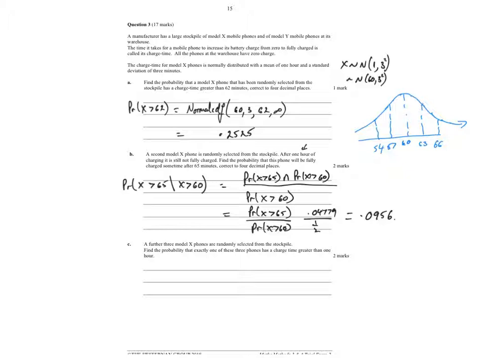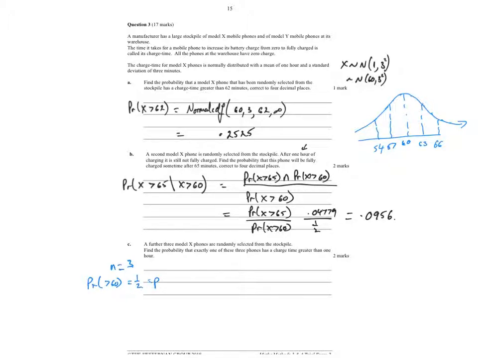A further 3 model phones are randomly selected from the stockpile. Find the probability that exactly one of these 3 phones has a charge time greater than 1 hour. So we've taken a sample of 3. What's the probability of it being greater than an hour? Probability greater than 60 is just equal to a half, isn't it? So that's my p-value.